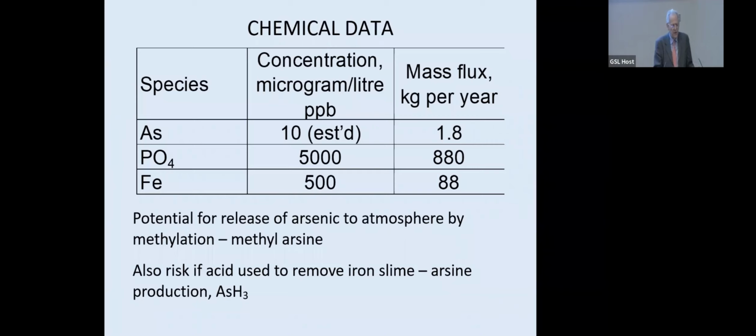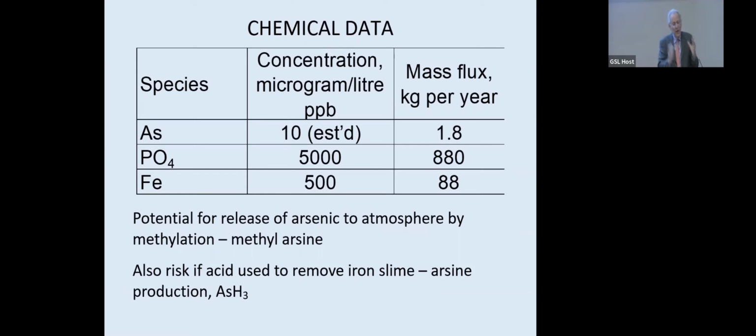The phosphate, probably about 5 milligrams a litre, 5,000 micrograms, 880 kilograms a year potentially absorbed onto the iron. And the iron itself, we were getting 88 kilograms of iron being deposited into the slime. What was interesting, we didn't realize at the time, is that we probably got much worse analysis really near the source than further down the system.